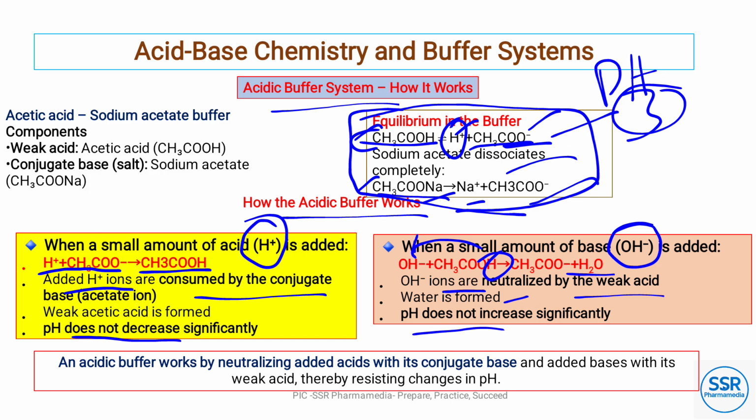So when we add hydrogen ions, the pH is not decreasing, which means it is not going acidic. And when we add OH minus ions, the pH does not increase significantly, which means it is not going alkaline. So that is called a buffer system. That is its mechanism, how it works. An acidic buffer works by neutralizing added acids with its conjugate base and added bases with its weak acid, thereby resisting change in pH.